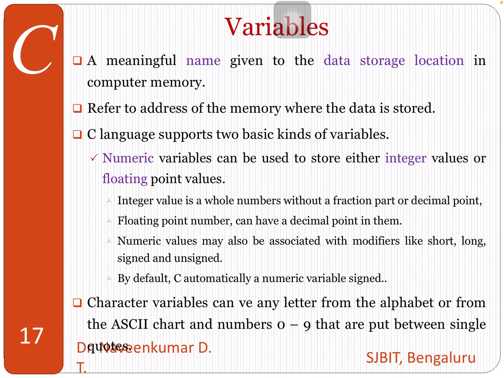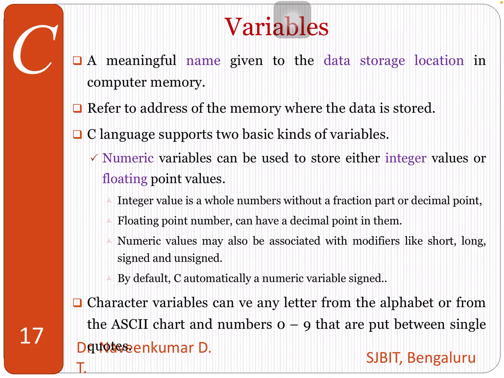C language supports two basic kinds of variable. One is numerical variable, which may be used to store either an integer value or a floating point value. An integer value is a whole number without a fraction part or decimal point, whereas a floating point number can have a decimal point in it. Numerical variables may also be associated with modifiers like short, long, signed and unsigned. By default, a numerical variable in C is a signed variable, so by default it is positive.